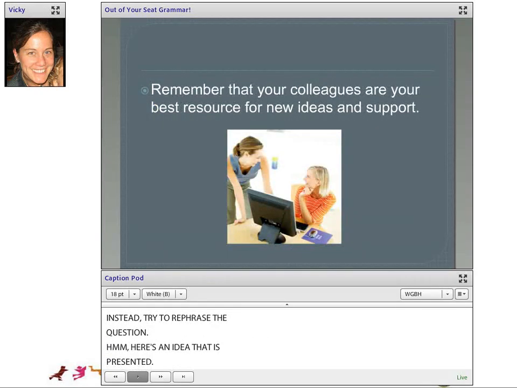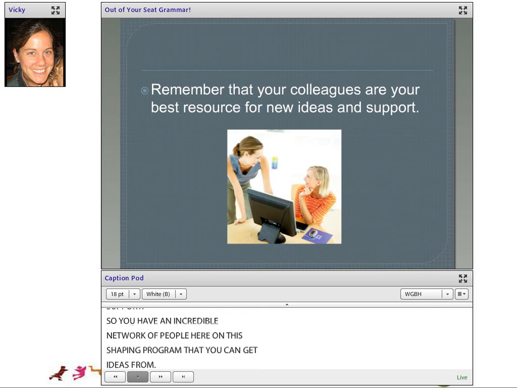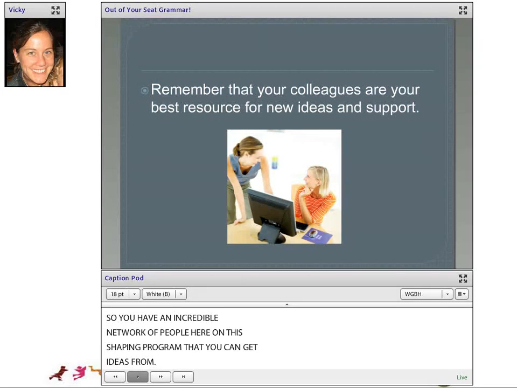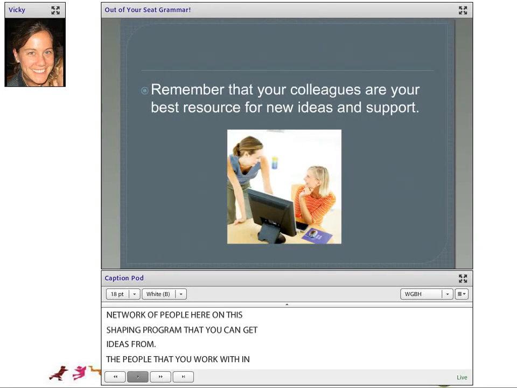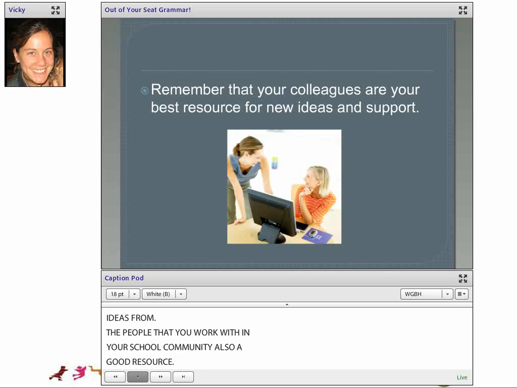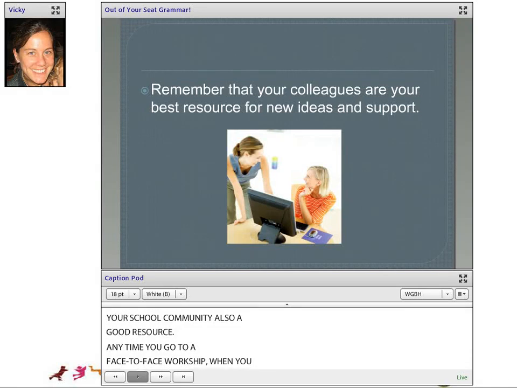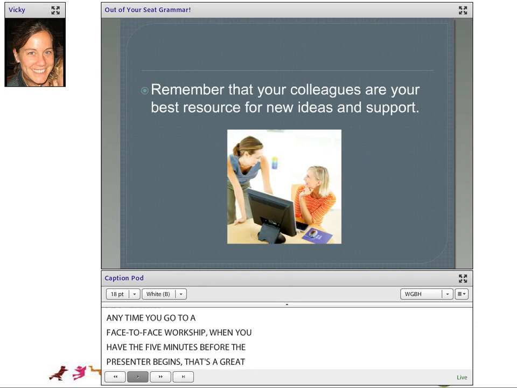And finally, remember that your colleagues are your best resource for new ideas and support. So you have an incredible network of people here on this program that you can get ideas from. The people that you work with in your school community are also a good resource. And anytime that you go to a face-to-face workshop, when you have those 5 minutes when you sit down before the presenter begins, that's a great opportunity to share ideas, sit down and say, hey, what's going well in your class? And who knows, maybe in those 5 minutes you'll get some really good ideas.